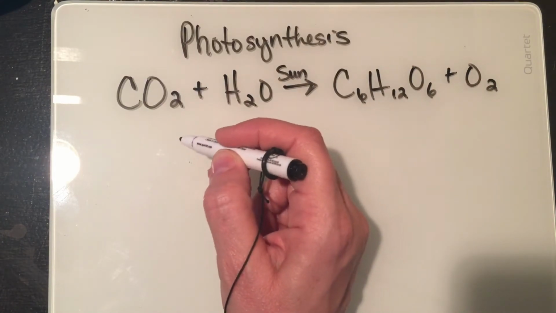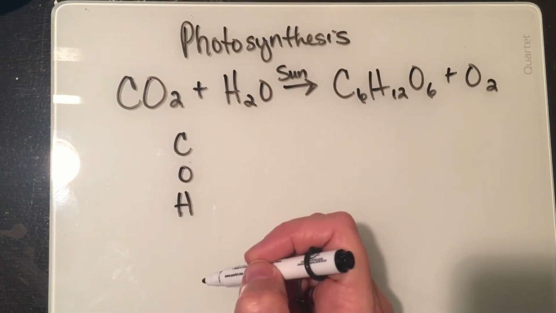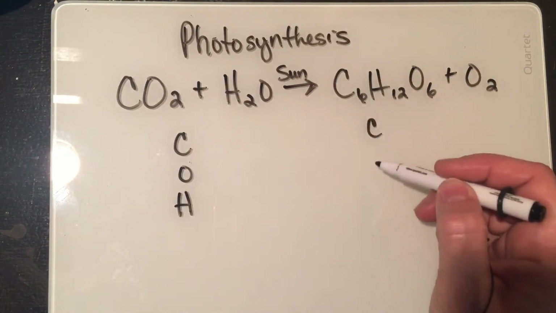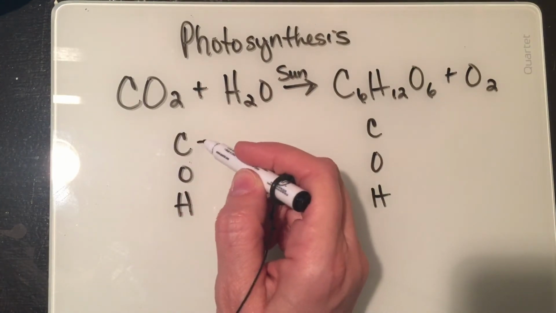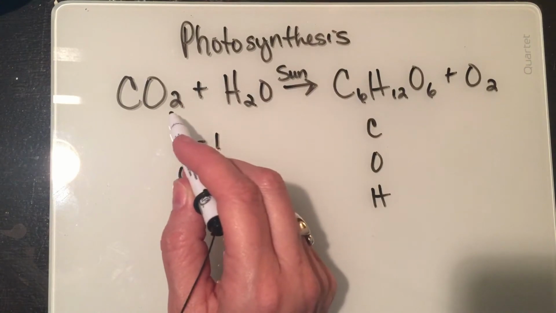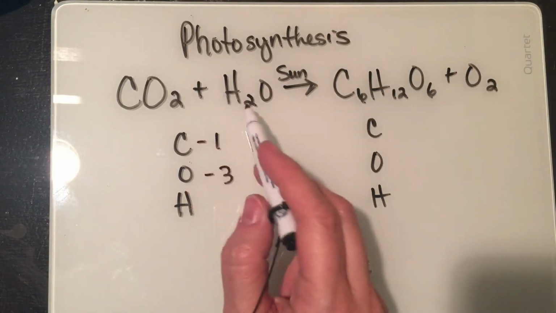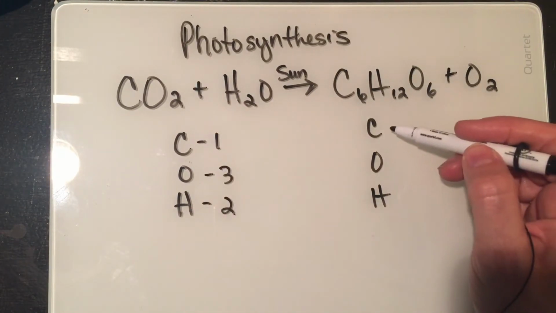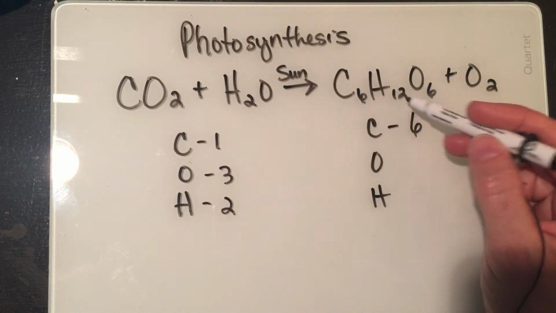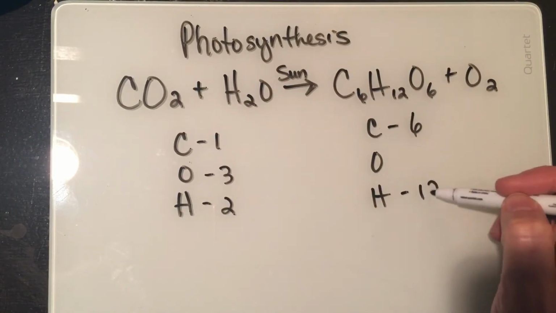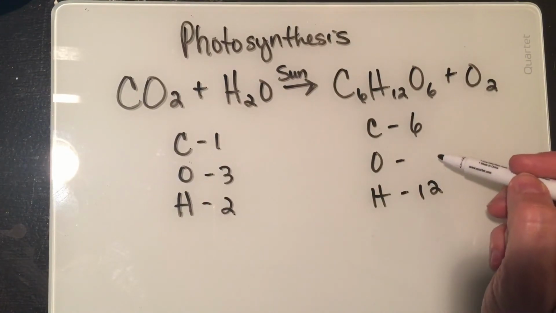So I'm going to do that real quick. I'm going to take my inventory here. I've got carbon, I've got oxygen, and I have hydrogen on the left. I have carbon, oxygen, and hydrogen on the right. Right now, it looks like I have one carbon. I have two oxygens here and one here. So that's 3. And it looks like I have 2 hydrogens on this side. On this side, looks like I have 6 carbons, 12 hydrogens, and I have 6 oxygens here and 2 here. So that's going to give me 8.